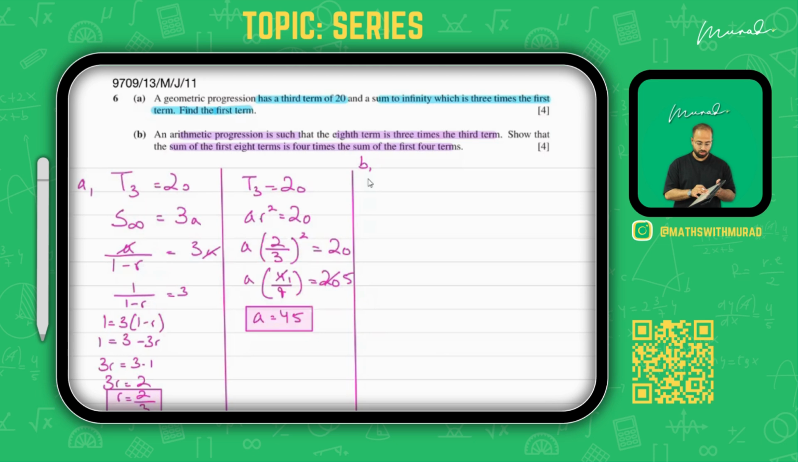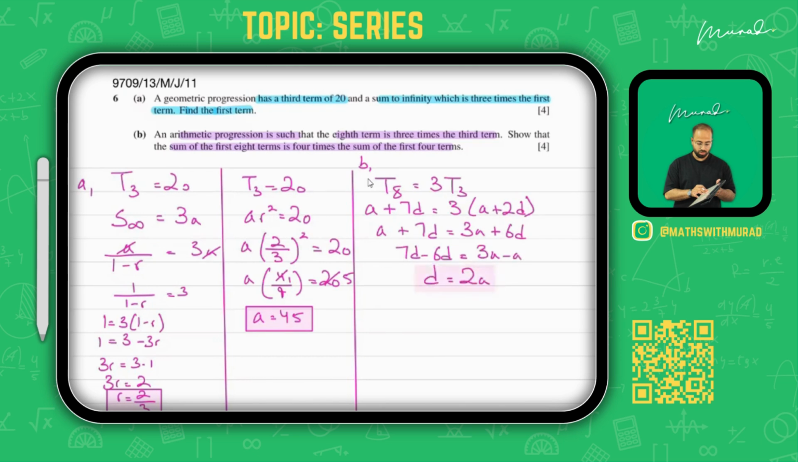The first statement: the eighth term is equal to 3 times the third term, right? I'm going to start my working from this. If they are talking about the eighth term, that means we are talking about a plus 7d. If they are talking about the third term, that means a plus 2d. I'm going to multiply. This is going to be a plus 7d is equal to 3a plus 6d. 7d minus 6d, 3a minus a. So d is equal to 2 times a. So I have made d the subject.